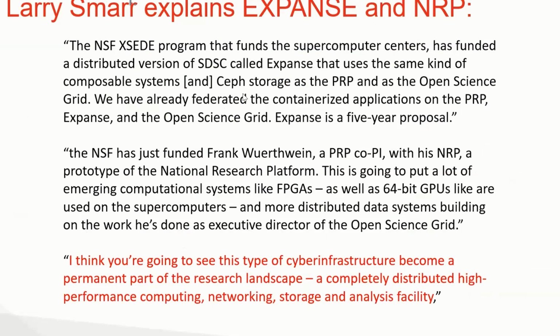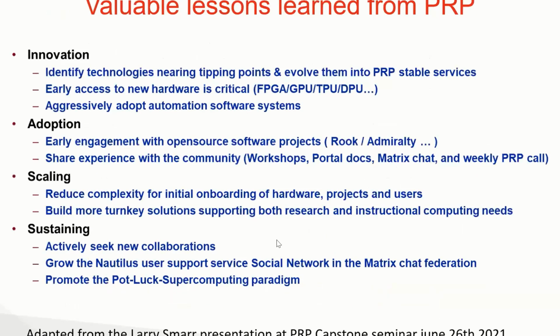Larry Smarr, who was PI, explains the Expanse. And the last paragraph, which I highlighted in red, is most important. I think you're going to see this type of cyberinfrastructure become a permanent part of the research landscape: a completely distributed high-performance computing, networking, storage, and analysis facility. So this is true everywhere. Lessons learned: innovation, adoption, scaling, sustaining. Actively seek new collaborations, and that's where I think is the most important point.